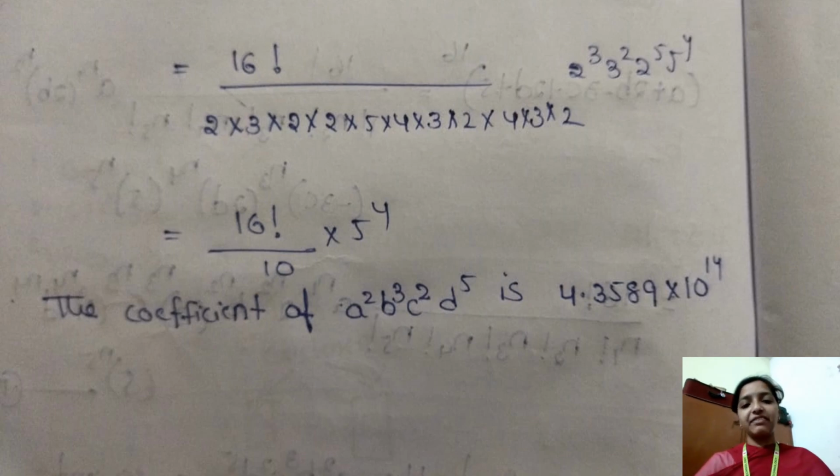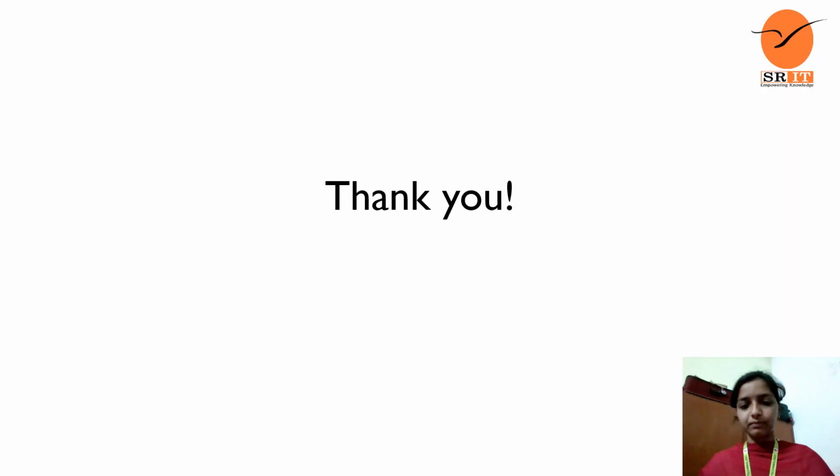By using a scientific calculator or by calculation, we can solve this: 16 factorial by 10 into 5 power 4, and by cancellation we get 10 into 5 power 4. The coefficient of a square b cube c square d power 5 is 4.3589 into 10 power 14. And the final solution is 4.3589 into 10 power 14. Thank you, ma'am.